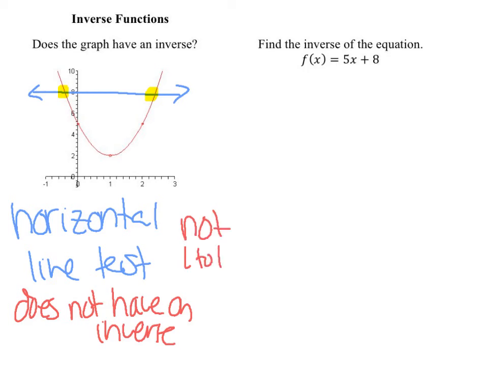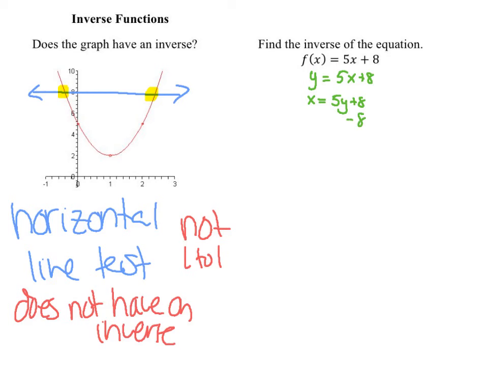Now, let's take a look at the equation. To find the inverse of the equation, first we need to identify that the f of x actually means y, and then I'm going to bring down the x. Now, in order to find the inverse, I need to flip the x and the y. So I'm going to bring the x over here and the y over here. Now the next thing I need to do is solve for y.